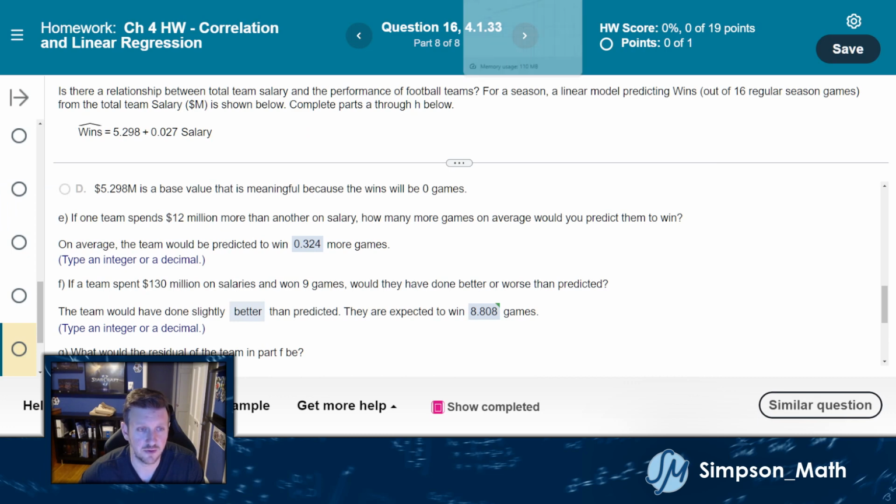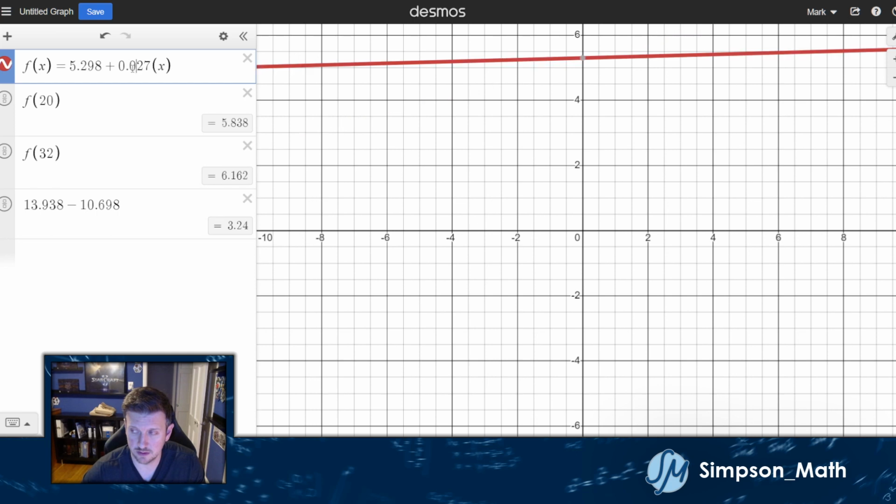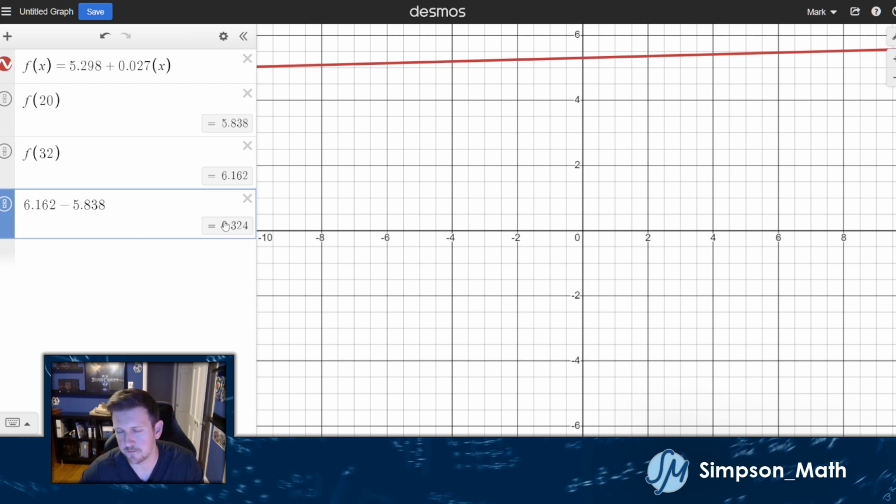I am off. Oh, that's why I'm off. It's 0.027. There we go. So that's why these numbers were off. So 6.162 minus 5.838. There we go. Now I'm at 0.324.